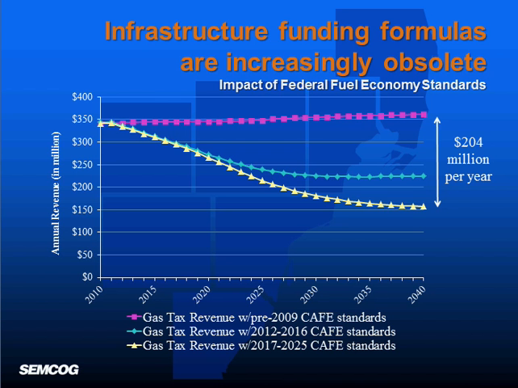So here's an example of what I'm talking about for the SEMCOG region. If you take a look at the top line in pink or purple, you can see the revenue that we were receiving with the CAFE standards back in 2009. As those standards increase, requiring a higher miles per gallon standard, you can see the loss of annual revenue that we're receiving here. And this shows, based upon the standards that will be in place 2017 to 2025, that we would lose approximately $240 million per year.